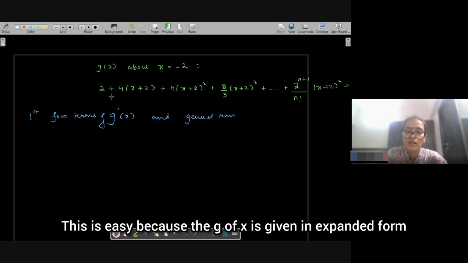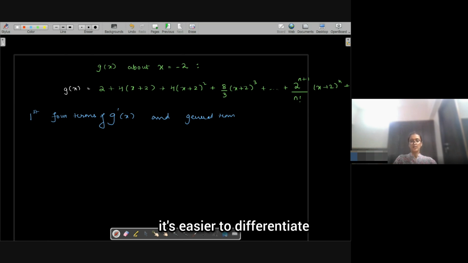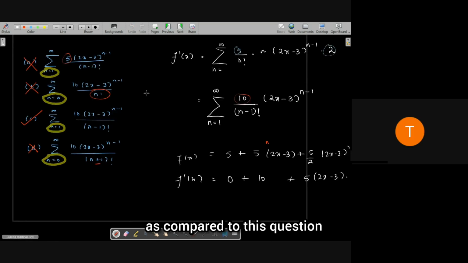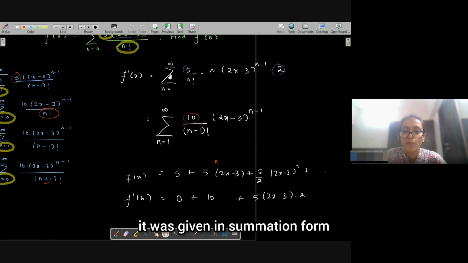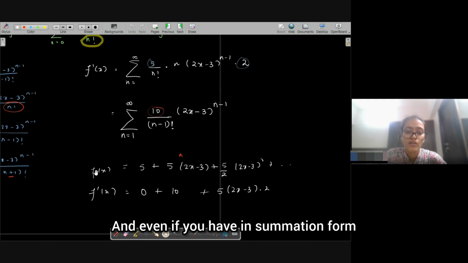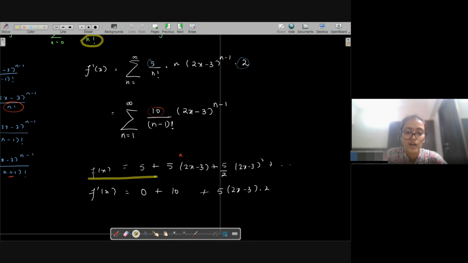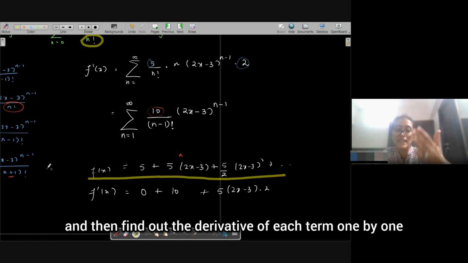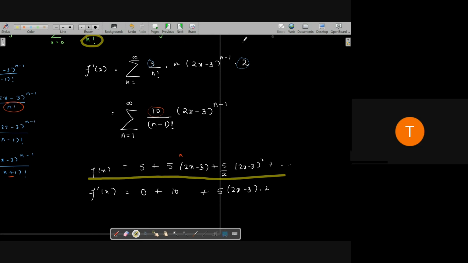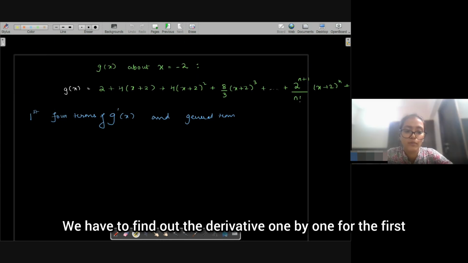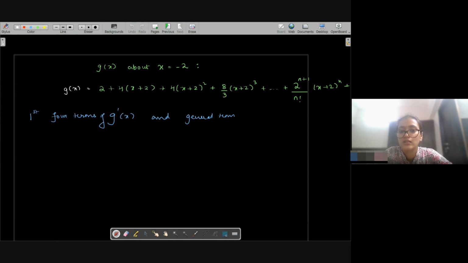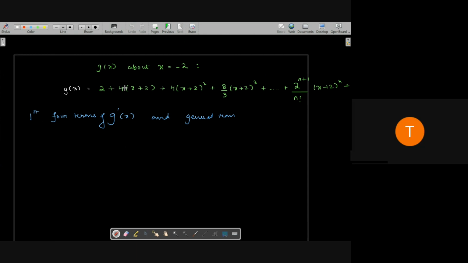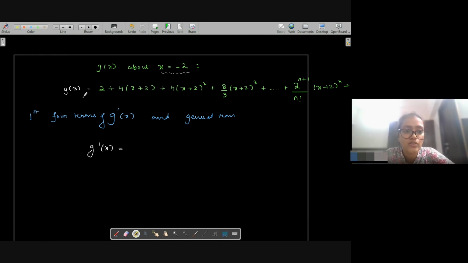Now, this is easy because g of x is given in expanded form. When it's given in expanded form, it's easier to differentiate as compared to the previous question, where it was given in summation form. And even if you have it in summation form, a better thing would be to first write the expansion of the given function and then find the derivative of each term one by one. That's what we have to do here. You just have this function and you have to find its derivative.